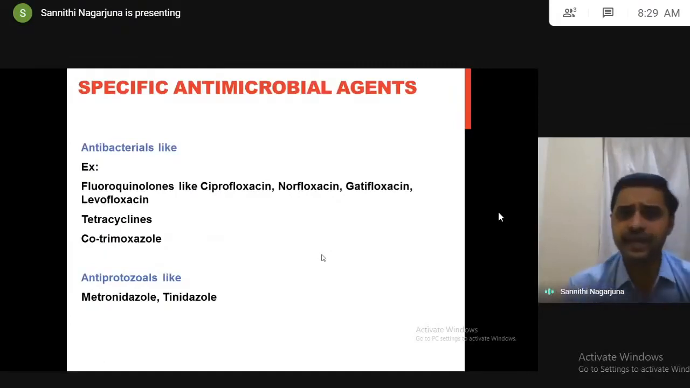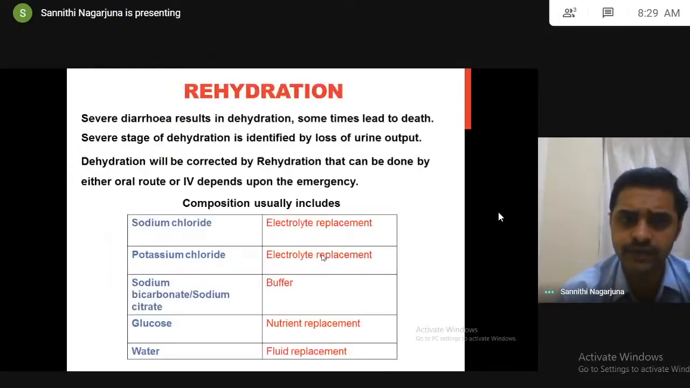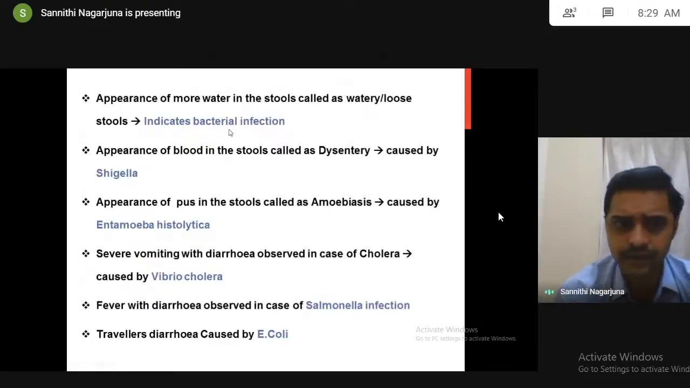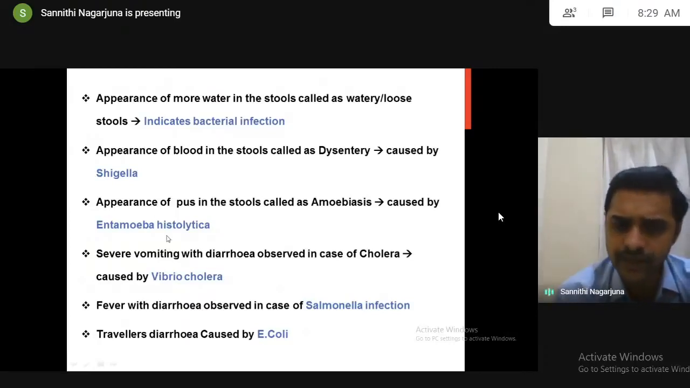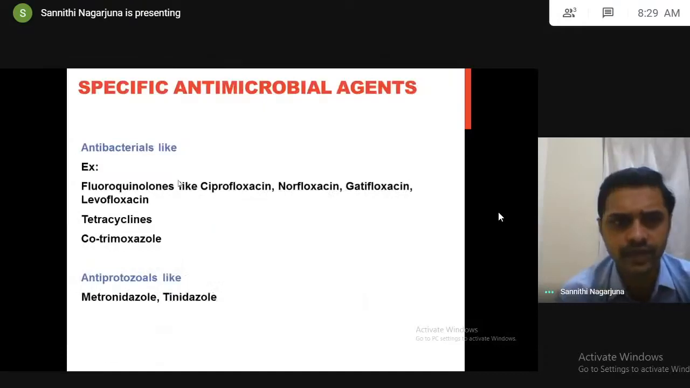So what are the specific antimicrobial drugs we are using? If you see these microorganisms, Shigella is a bacteria, Vibrio cholera is a bacteria, Salmonella is a bacteria, E. coli is a bacteria. So mostly it is caused by bacteria, and Entamoeba histolytica is a protozoa.